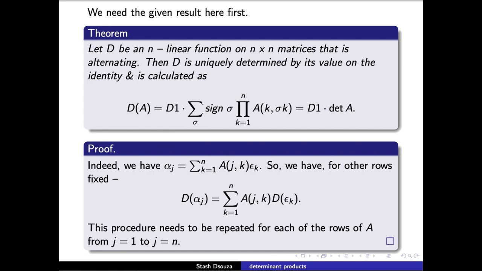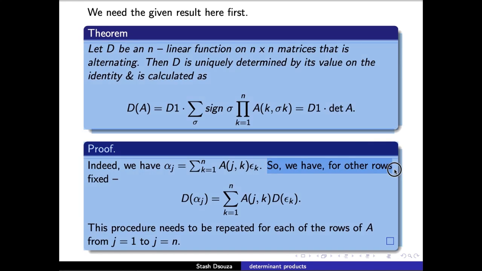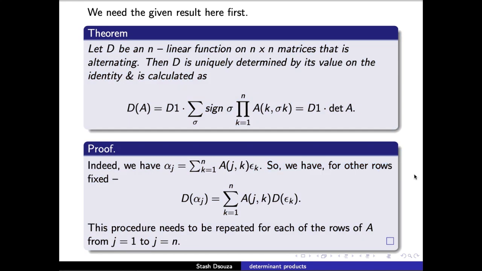We have that for any given row alpha_j, it can be written as a linear combination of the standard basis vectors epsilon_k as k goes from 1 to n. The coefficients are given simply as a_jk, which is the entry in row j and column k. For other rows fixed now, if we keep other rows apart from alpha_j fixed, we know that the function D evaluated at alpha_j is the sum with D of epsilon_k.